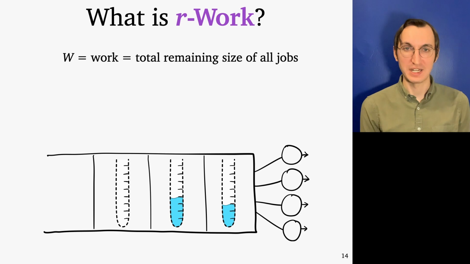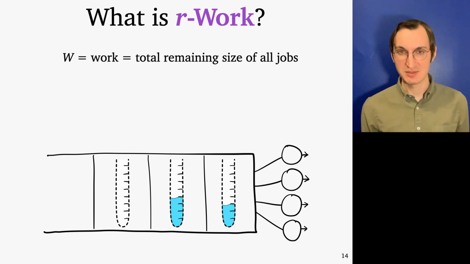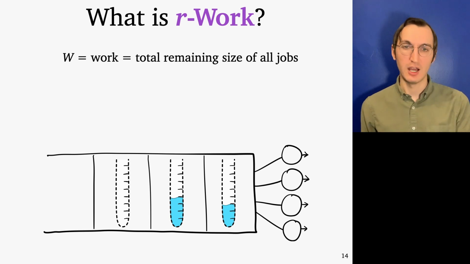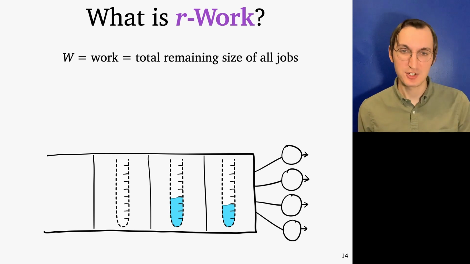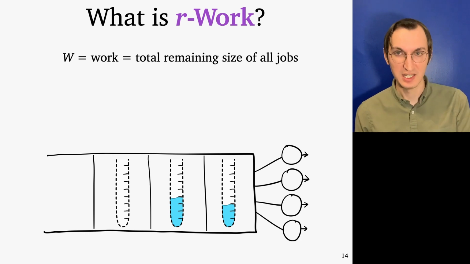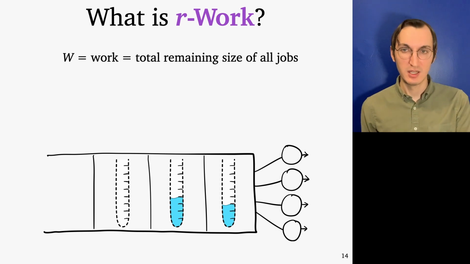So let's start with what is R-work? To start with that, we're going to go to what is work. The work in a queuing system is the total remaining size of all jobs. And I should note that, as the scheduler, if we don't know job sizes, we might not know what the work in the system is, but there's still some random variable, which might not be known to the scheduler at every moment in time, which is the work remaining in the system. So that's what work is. And work goes up and down over time as jobs arrive and as we work on jobs.